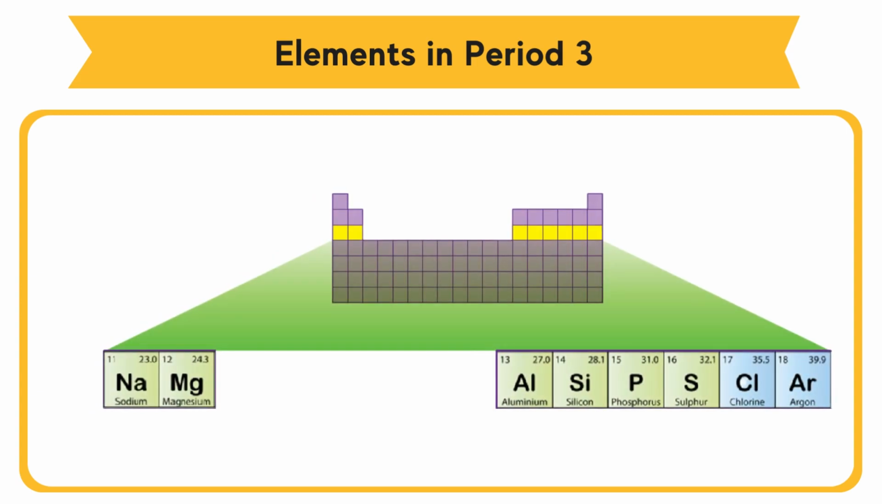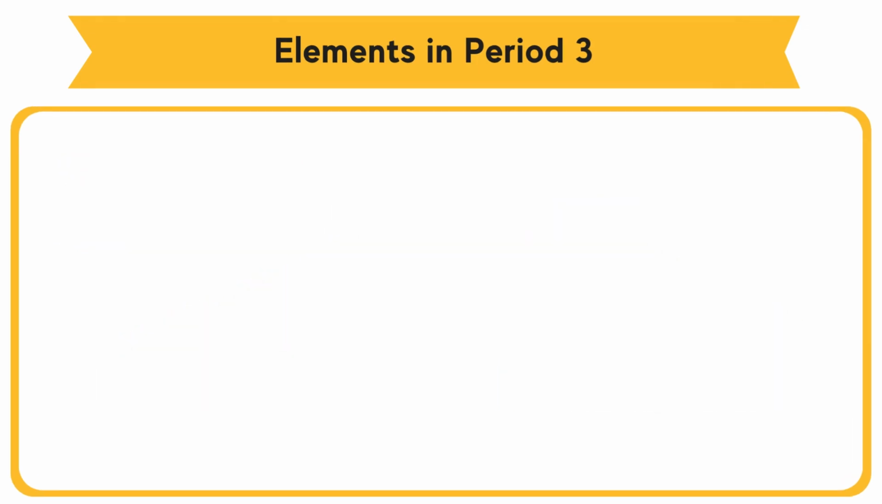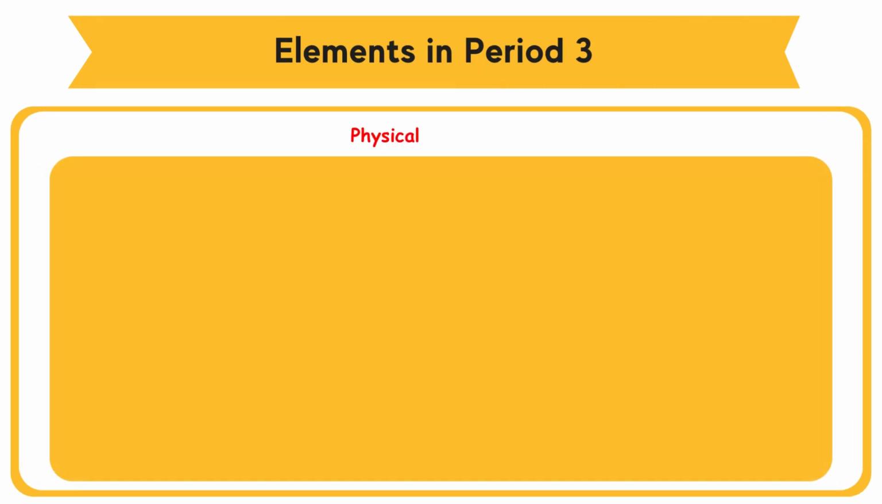Period 3 is located at the third horizontal row from the top of the periodic table of elements. Sodium, Na, magnesium, Mg, aluminium, Al, silicon, Si, phosphorus, P, sulfur, S, chlorine, Cl, and argon, Ar, are elements in Period 3. All elements found in Period 3 have 3 shells filled with electrons. Changes in physical properties of elements across Period 3.